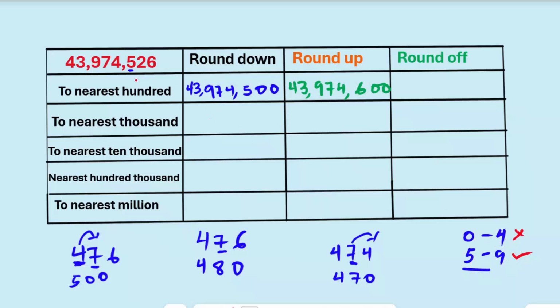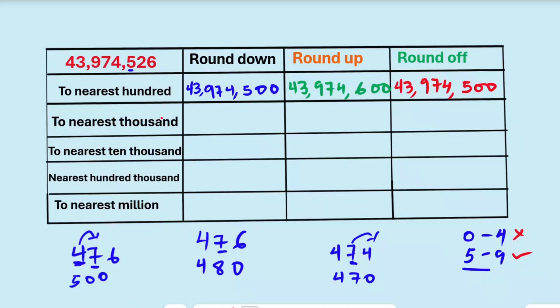So now let's check. Our place is 100, so we check this number 5, and the number behind is 2. 2 is not up to 5, so we are not going to add 1 to this 5 to make 6. So we have to maintain this 5 like that. So our answer is going to be 43,974,500. So that's going to be our answer. So that is how we can round this particular number down, up, and off to the nearest 100.